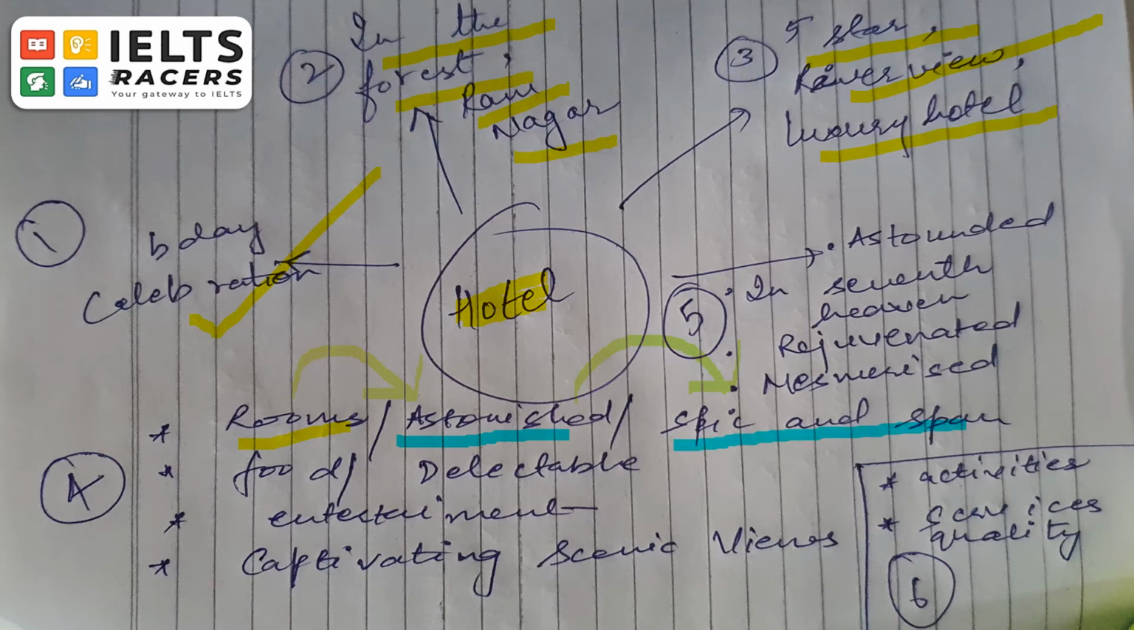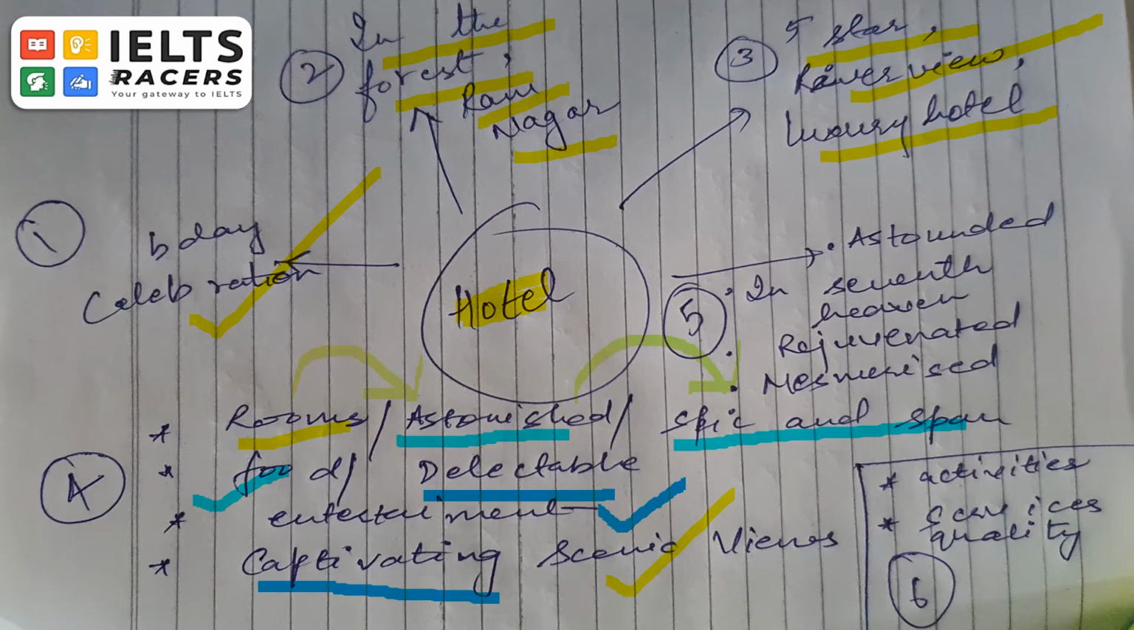Okay, after that I will talk about the food I received there, and in there I wrote another word, delectable. Okay, so I will use that. Next, I will talk about the entertainment sources. Maybe they were having different activities or a bonfire, like a live IPL match or any kind of thing. After that, captivating scenic views. Okay, what kind of view I could see there from the hotel, from my room's balcony. So I jotted down another word here, and that is captivating.